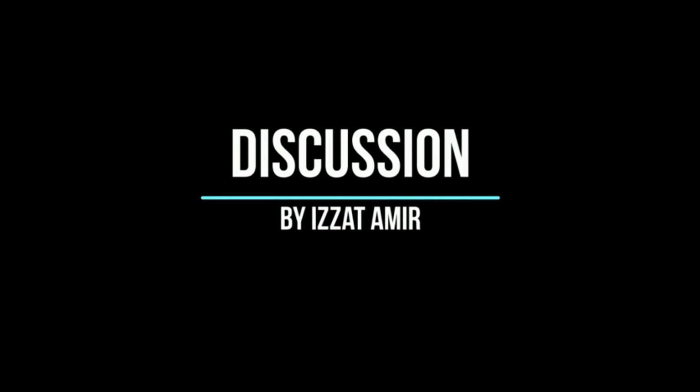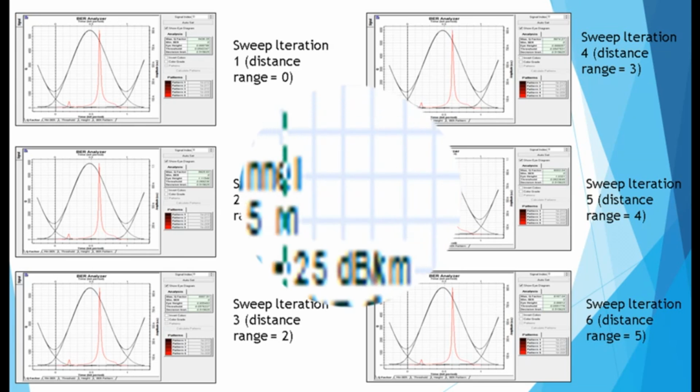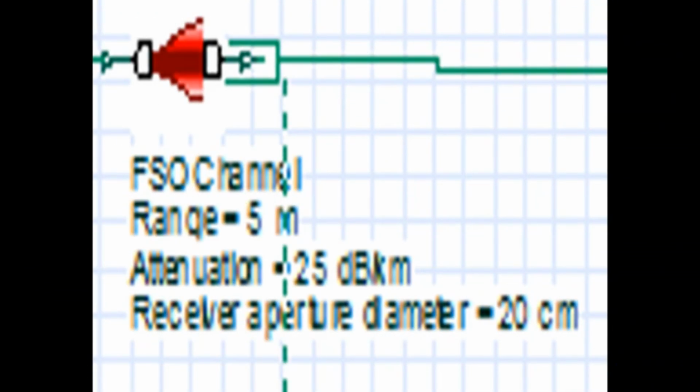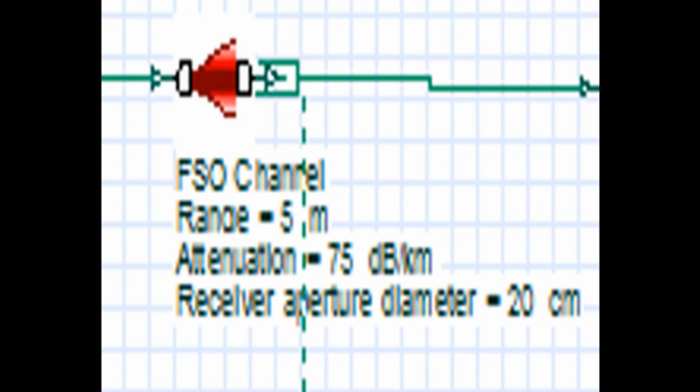Now I will be proceeding with the discussion of the topic. The simulation was done with 6 sweeps and each sweep increases the range from the transmitter to the receiver. The attenuation of the free space optical channel was set to 25 dB per kilometer and 75 dB per kilometer respectively.